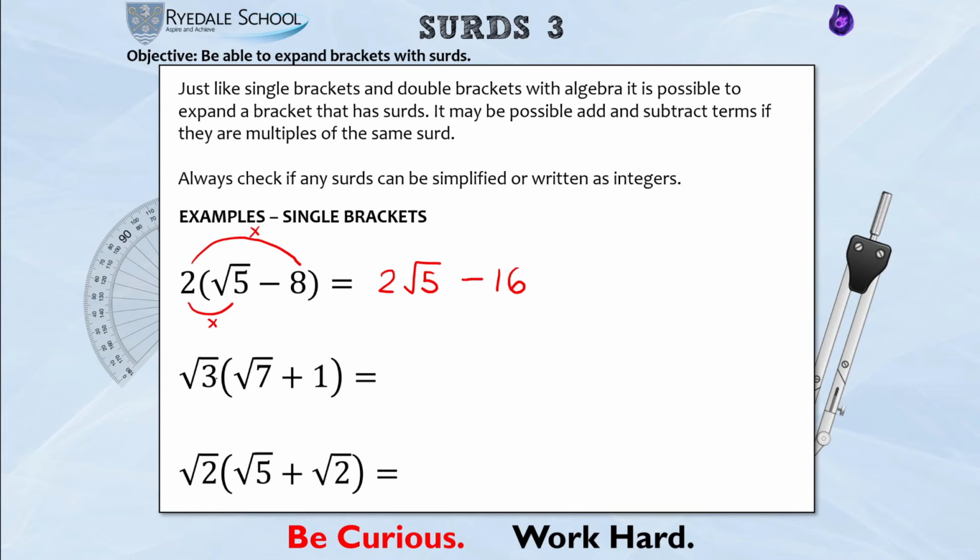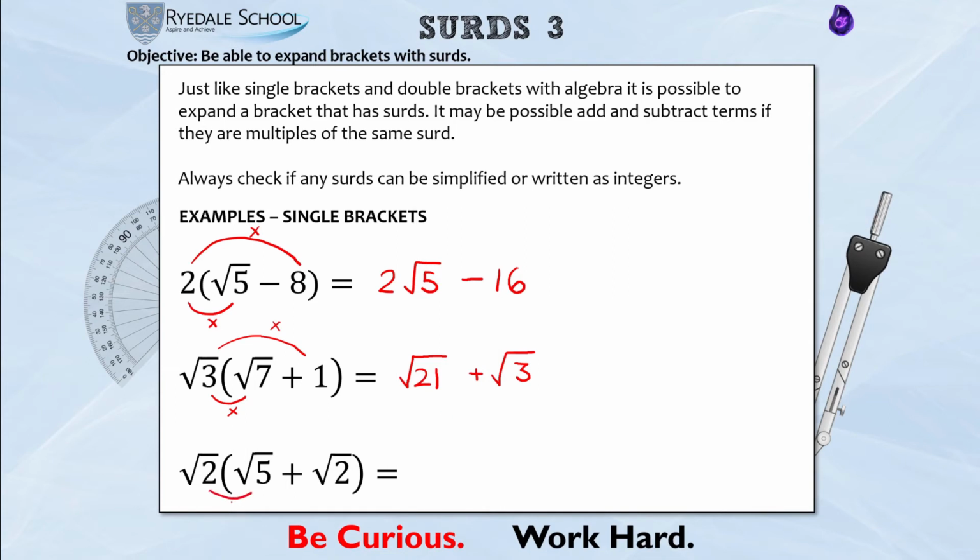Okay, in my second example, this time I don't have a whole number out the front, I have a surd, so I'm multiplying everything by root 3. And root 3 times root 7, remember we can multiply the numbers under the square roots, is just root 21. And root 3 times 1 is just root 3. And neither of those surds simplify.